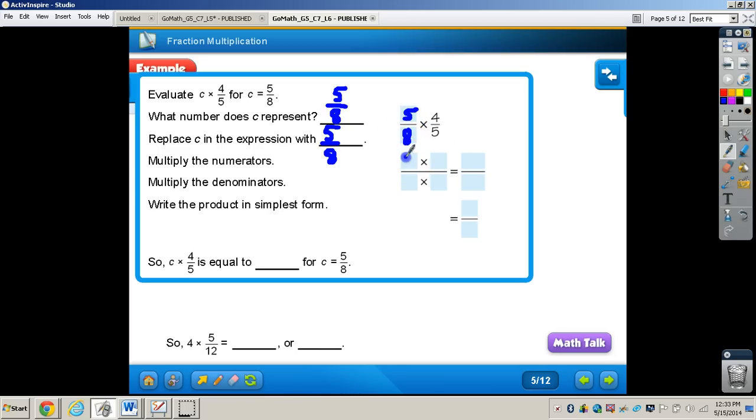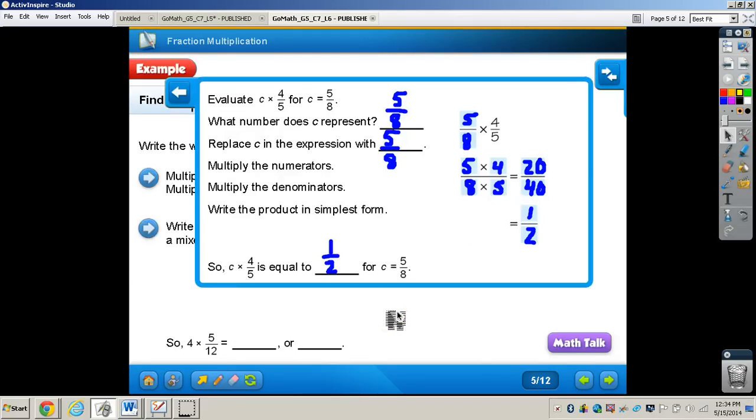What we need to do first of all is multiply the numerators together. 5 times 4 is going to give me 20. Multiply the denominators. 8 times 5 is going to give me 40. Writing this in simplest terms, it can be reduced all the way down to 1/2. So C times 4/5 is equal to 1/2 for C equaling 5/8.